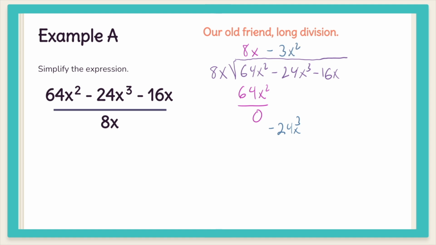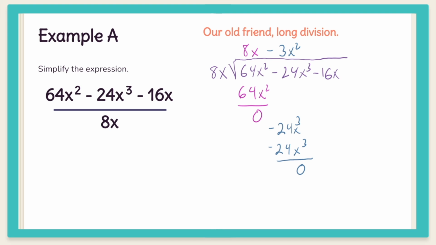So now we're going to do negative 3 times positive 8, which is going to give us negative 24. And x squared times x is going to give us x to the third. Now negative 24x to the third minus negative 24x to the third, a minus and a minus is going to give us a plus, and that's going to end up resulting in 0.